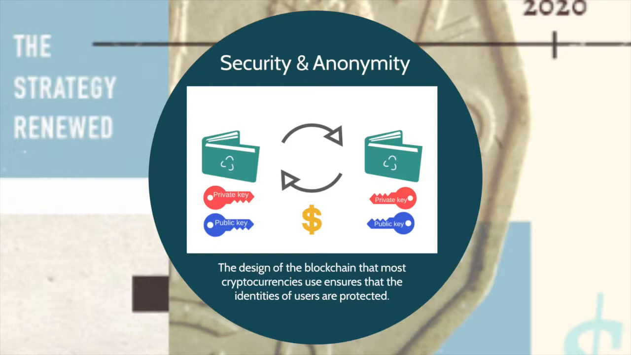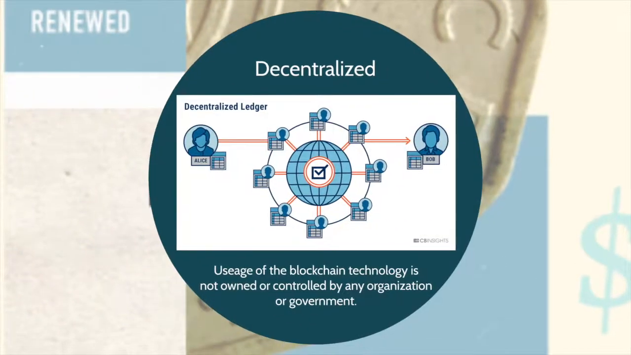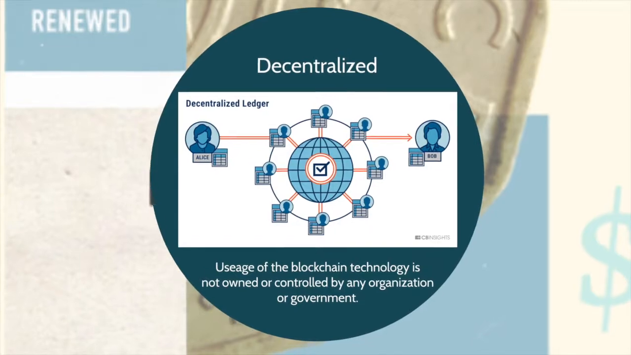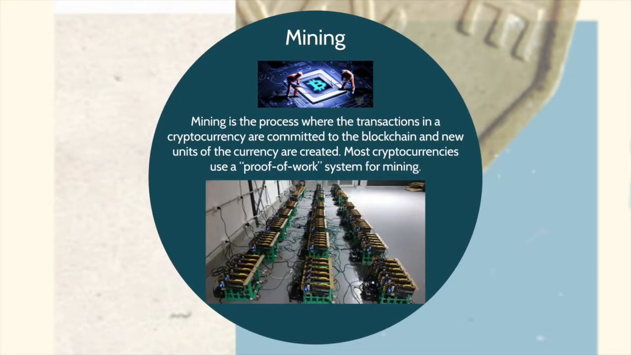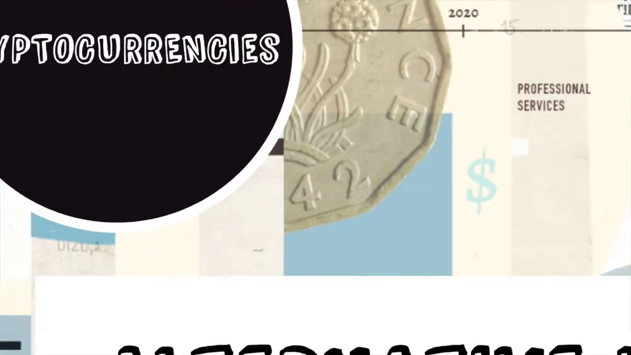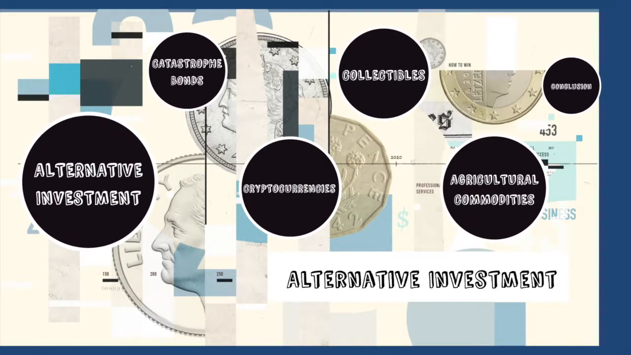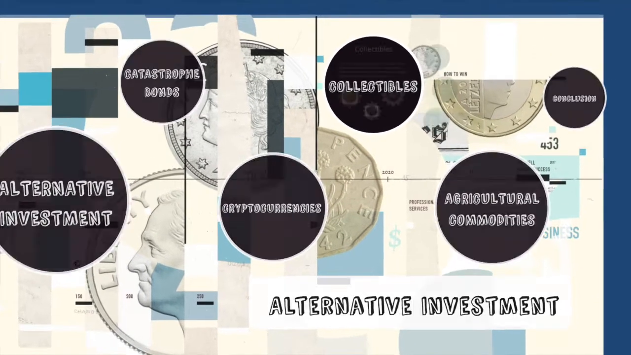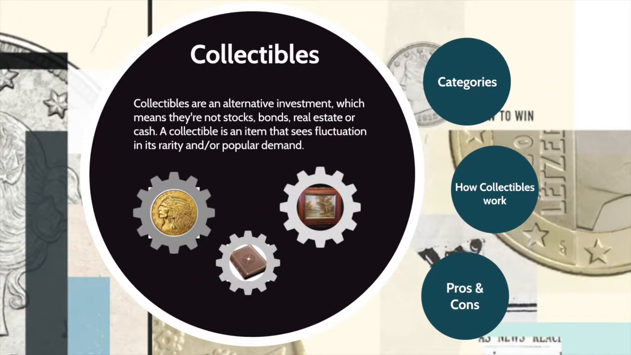Security and anonymity: cryptocurrencies use wallets, which are computer software that stores addresses for receiving new units of the currencies and private keys for approving transactions. The design of the blockchain that cryptocurrencies use ensures that the identity of users is protected. Decentralized: many cryptocurrencies are decentralized and are not owned or controlled by any organization or government. Mining: mining is a process where the transactions in a cryptocurrency are committed to the blockchain and new units of the currency are created. Most cryptocurrencies use a proof-of-work system for mining.